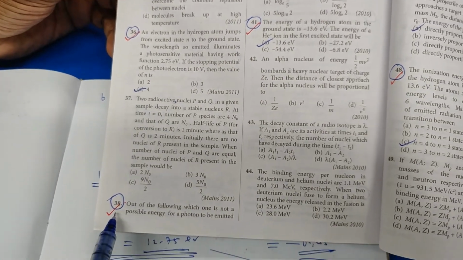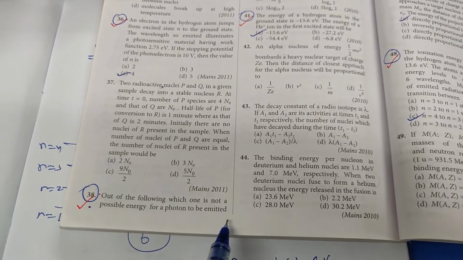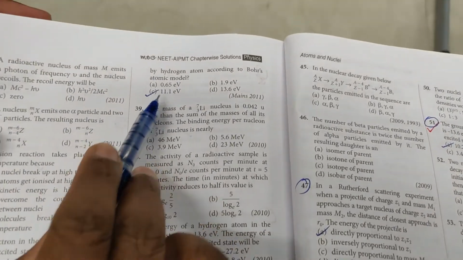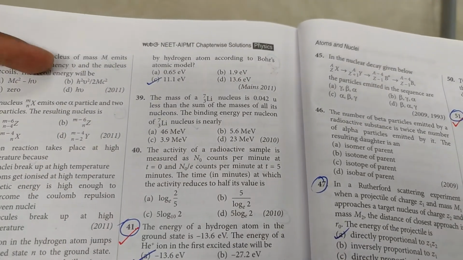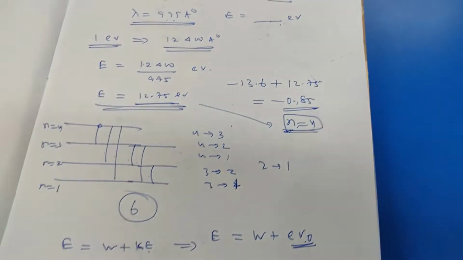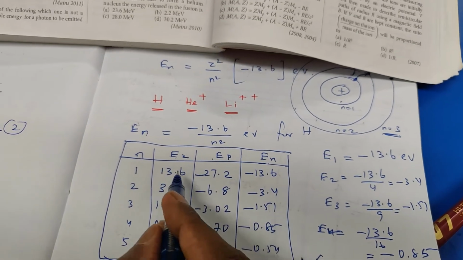Now we are coming to question 38. Out of the following, which is not possible? That is asked. Let us find out what kind of radiation is not possible in hydrogen. Listen, we discussed this energy level diagram. You come here. This energy level diagram we have discussed.